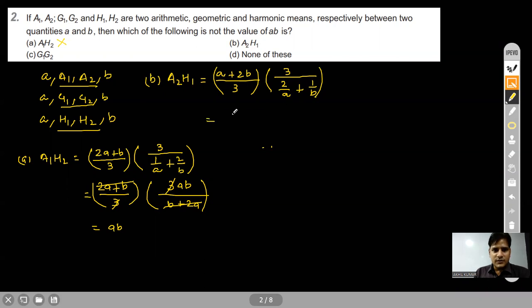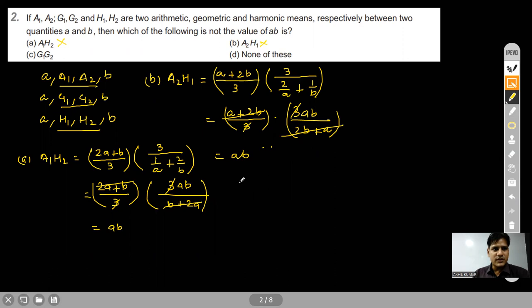Okay. So let's simplify it. It will be A plus 2B upon 3 into 3. AB will go in the numerator and it will become 2B plus A. So again, this A plus 2B, A plus 2B will be cancelled. This 3 and 3 will be cancelled out and it will be equal to AB. So the product of A2 and H1 is also equal to AB. Hence B will not be our answer.